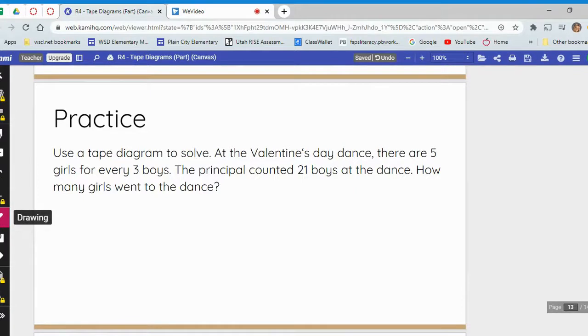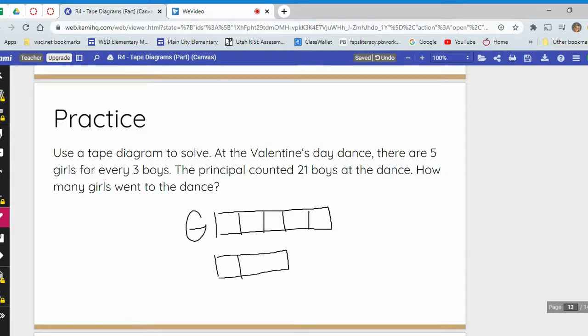Okay, at the Valentine's Day dance, there were 5 girls for every 3 boys. So my ratio of girls, right? It says there were 5 girls for 3 boys. Okay. The principal counted 21 boys at the dance. So the boy section has to equal 21. 21 split into our 3 sections gives me a size of 7.